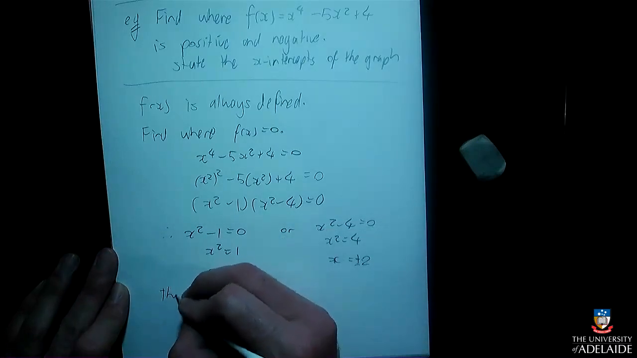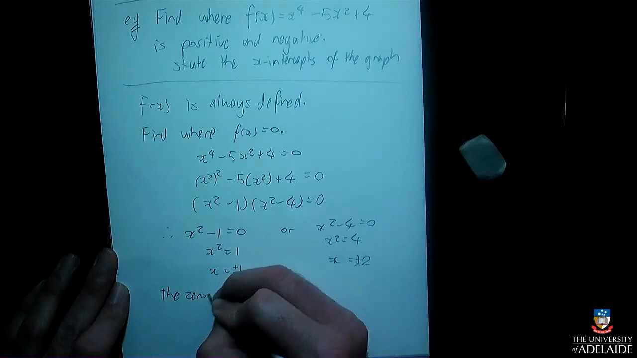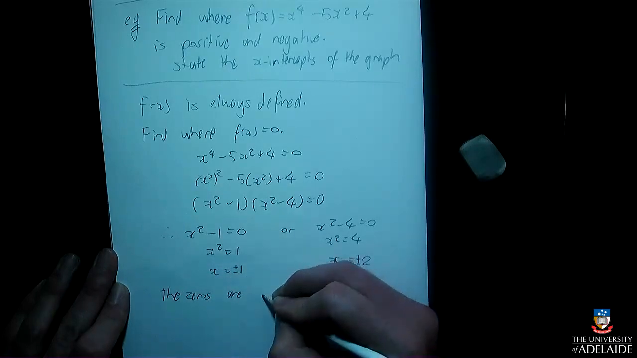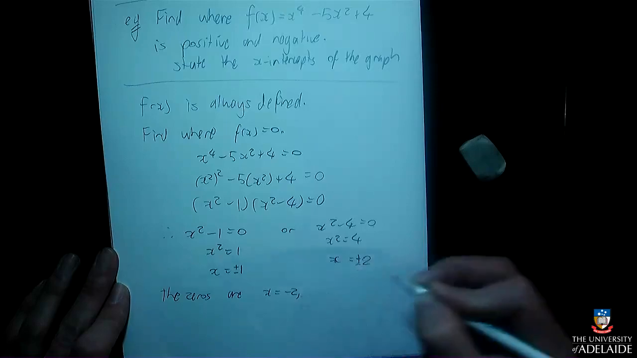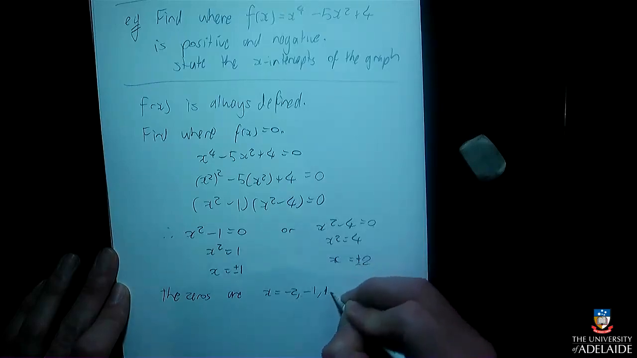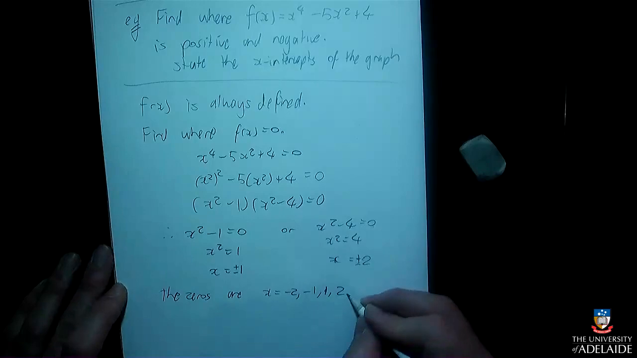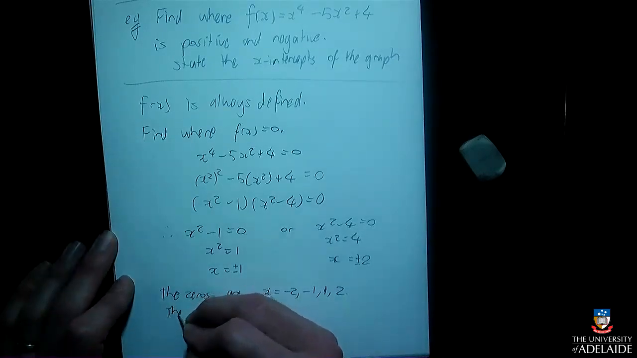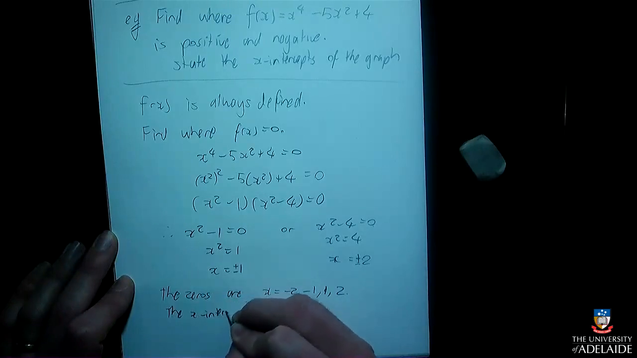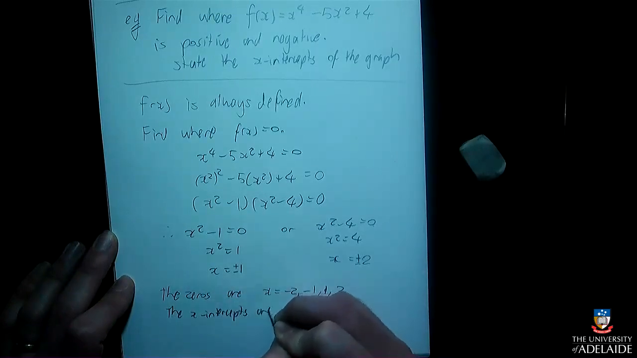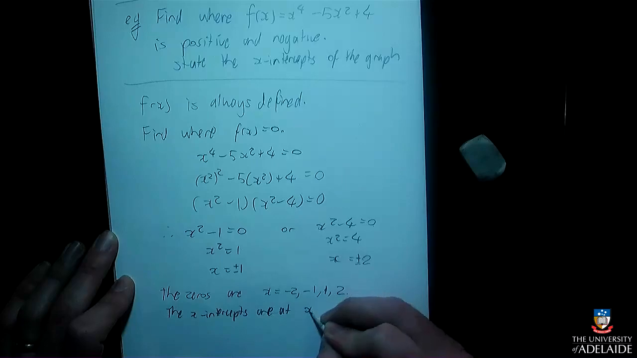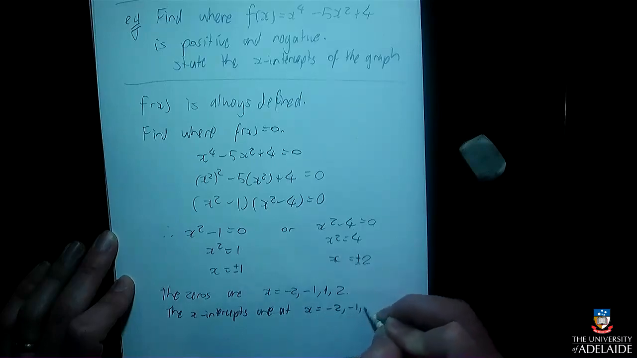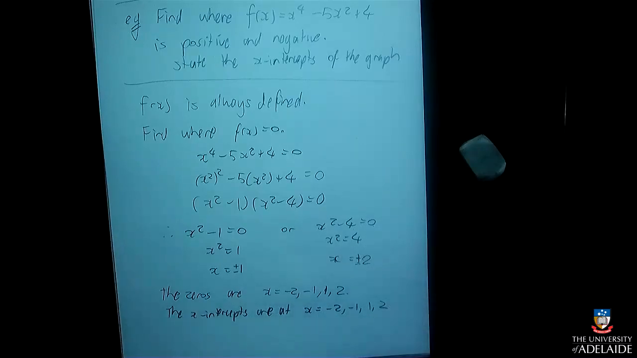So the zeros are x equals minus 2. I'm going to pop them in order of size, order on the number line like that. I could say that the x-intercepts are that. Technically, when you say the x-intercepts, you should say where they are, because they're locations. So the x-intercepts are at these places.